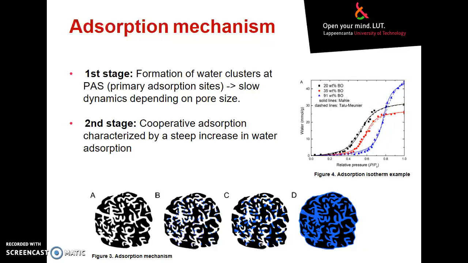In figure 4, we have an example of the absorption isotherm. Those isotherms normally have an S-shaped form. At low relative pressure we have low water absorption, and then it increases rapidly at medium relative pressure, and when it approaches the saturated vapor pressure, we have an absorption plateau.